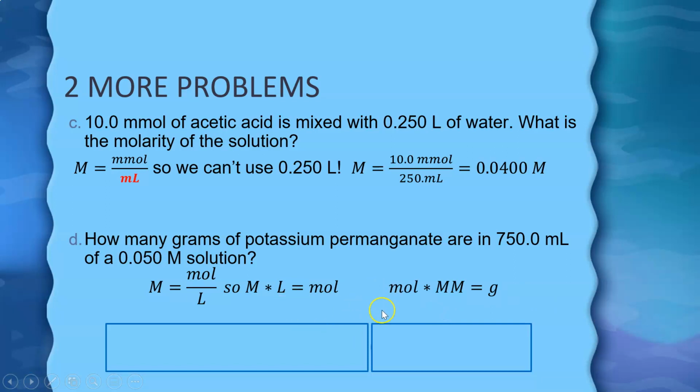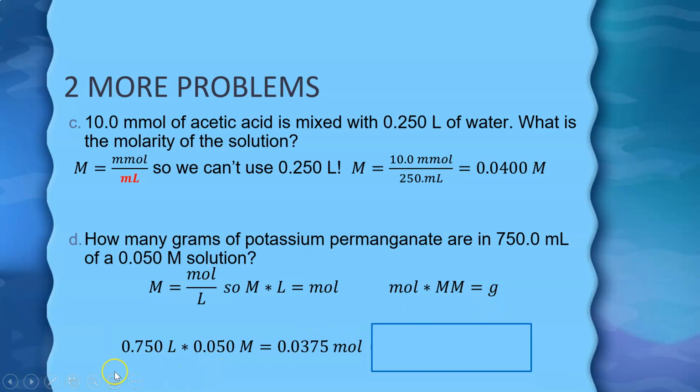And then once I'm in moles, I can use the molar mass to get into grams. So first things first, let's get to moles. I take my 0.750 liters, and I really probably should have put an extra 0 on here, but I only actually have 2 significant digits here. So I'm going to do that and multiply these together.